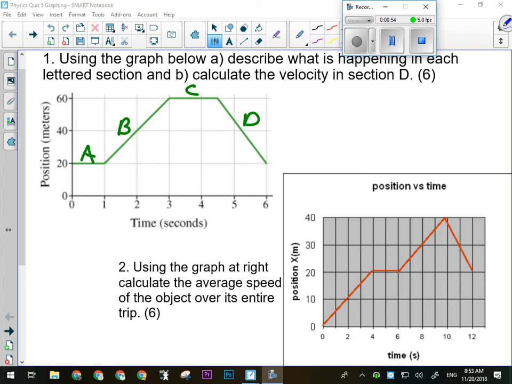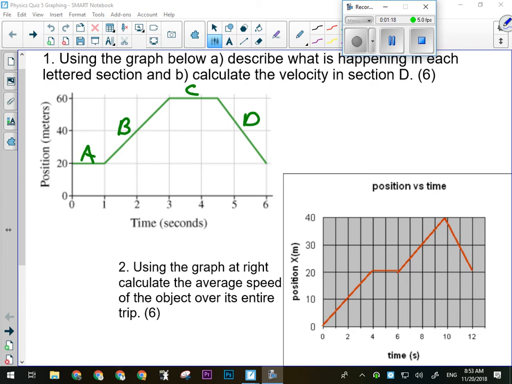Same as what was going on in part A. It's stopped, it's not moving. Something like that. Okay, position is not changing. All right, and then in part D, it's traveling at a constant rate negatively, backwards. Again, I'll accept as long as it's constant velocity or constant rate. That's good enough for today. But in the future, I would want constant velocity in a negative direction or backwards.